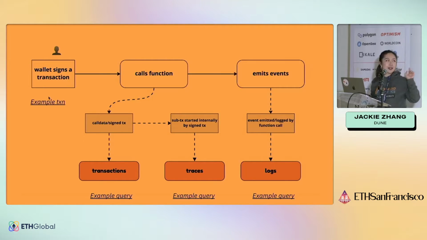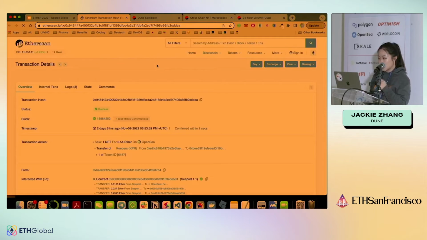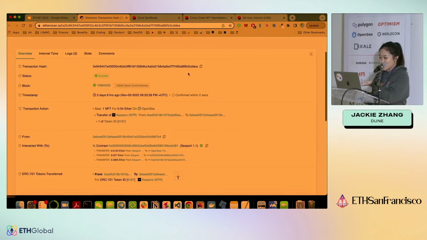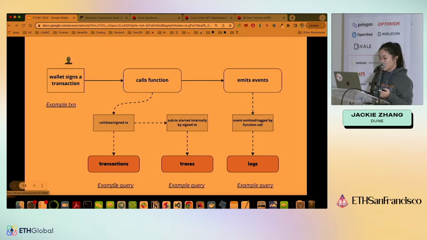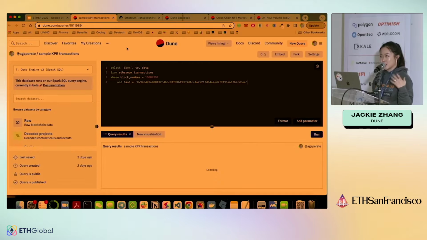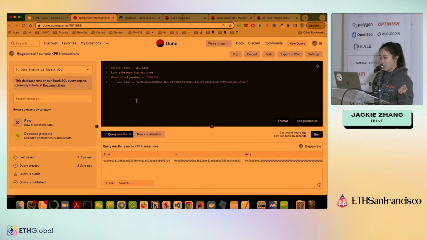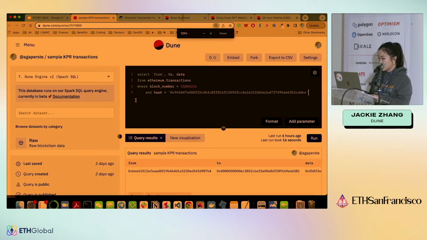So we can walk through an example. Here I have an example on OpenSea, where somebody wanted to buy this KPR token NFT, and this is the transaction hash for it. If I want to look at the transaction data associated with it, what I can do is grab the transaction hash from it, and then I can make this bigger so you can actually see.